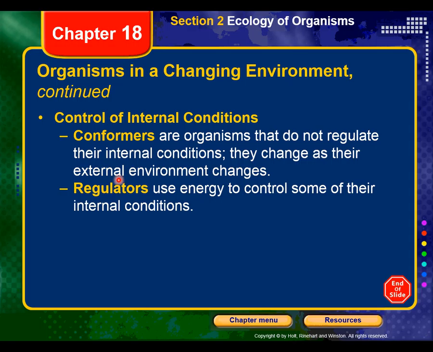Regulators are organisms that can control their own internal conditions. So birds and humans do a very good job of controlling their own internal conditions. We can maintain our internal temperature.